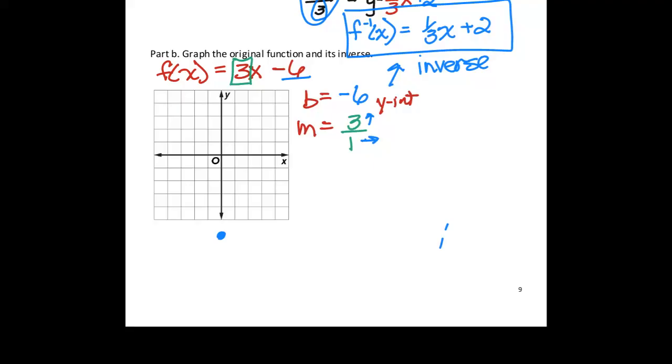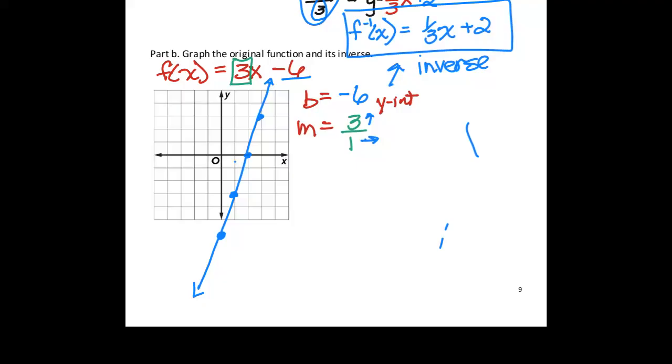The bottom number, denominator, always goes to the right. Even if your numerator is negative, the bottom always goes to the right. So that means up 3, 1, 2, 3, to the right 1. Repeat that. And we want to graph that with a straight line.